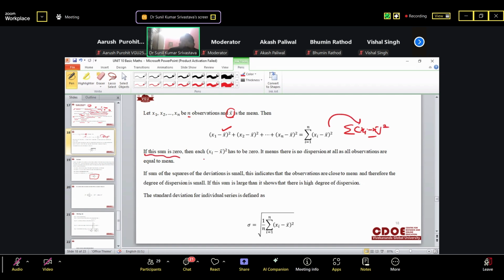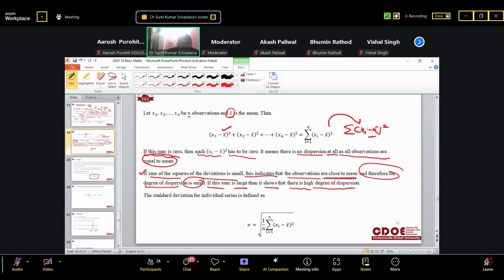If the sum is 0, the deviation also has to be 0. It means there is no dispersion at all, as all observations are equal to the mean value. If the sum of the squares of the deviations is small, that indicates that observations are very close to the mean. Therefore, the degree of dispersion is small. If the sum is larger, it shows there is a high degree of dispersion.